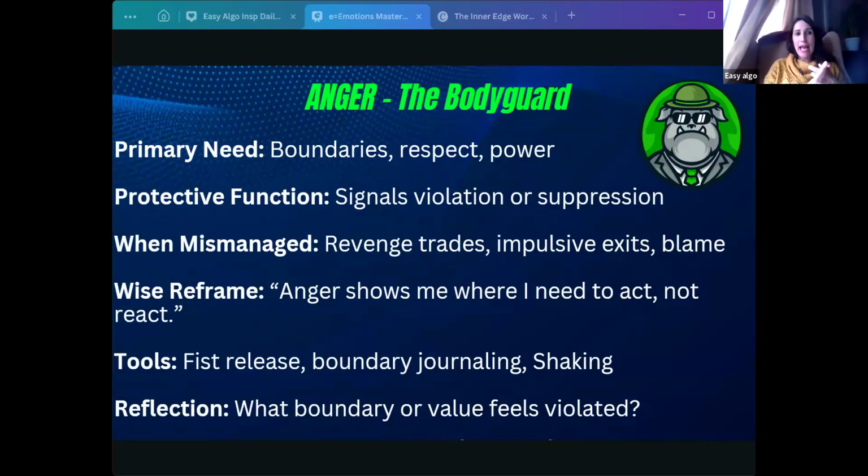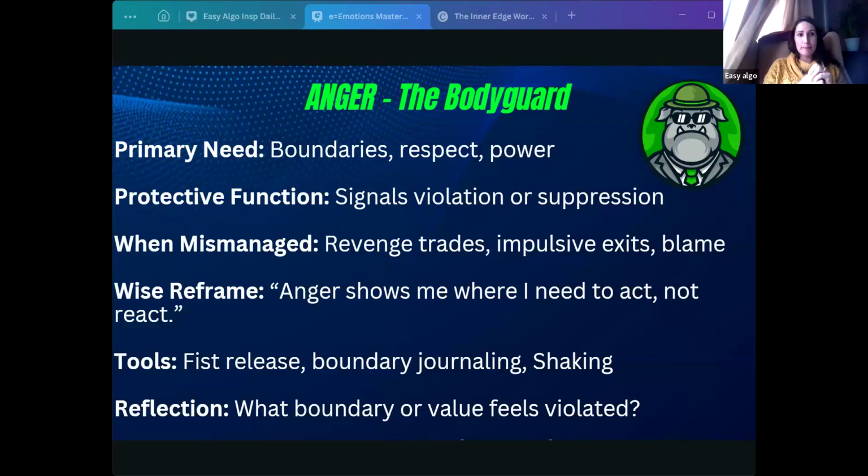The primary needs behind it are boundaries, a feeling of respect, a feeling of power or powerlessness. When we feel powerlessness, we want to reactivate or reassert power. And it's signaling there's a violation that's happened. The market, this is unfair. No, how dare they just take my money? That's not okay. Or I feel suppressed. I feel like I don't have any power.